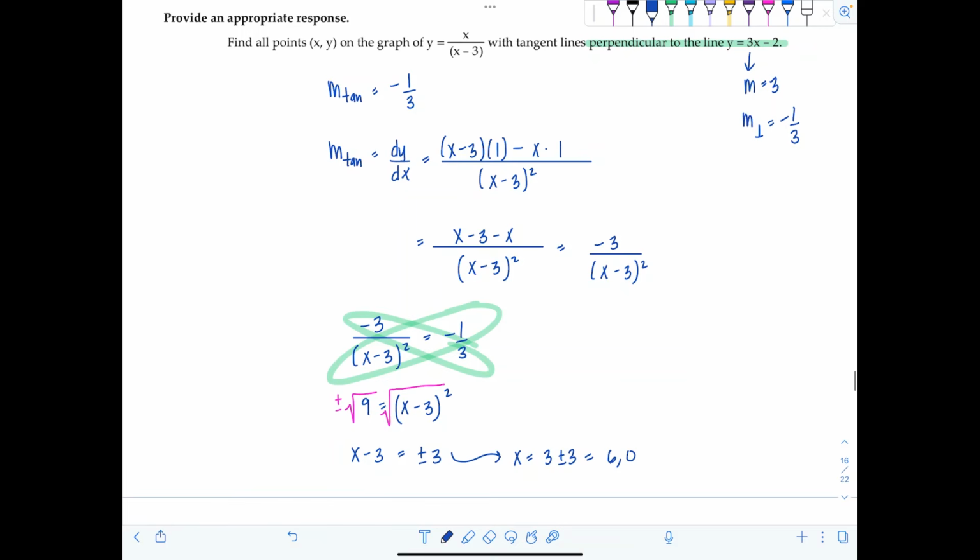Are we done? No. They wanted all points, x comma y. Oh, so demanding. So these are the x values where the slope of the tangent line is negative 1/3. They want the y values on the graph, on the curve, that correspond. So here's the curve. That's where you're going to plug in these x values to get the y values that go with them, to get their little partners in crime. So 6 comma, can you do it in your head? You're in calc now. That would be 6 over 3, so 2. And then 0, that's easy, 0. These are the points.